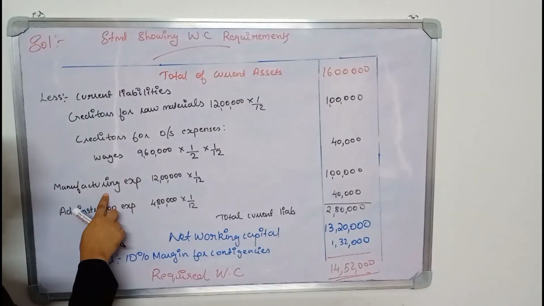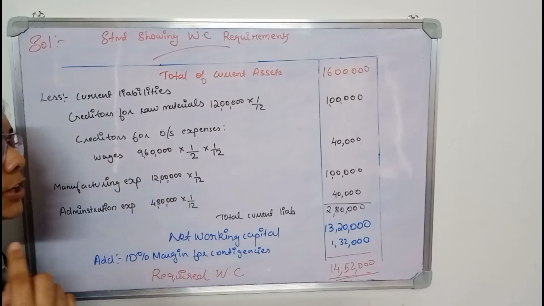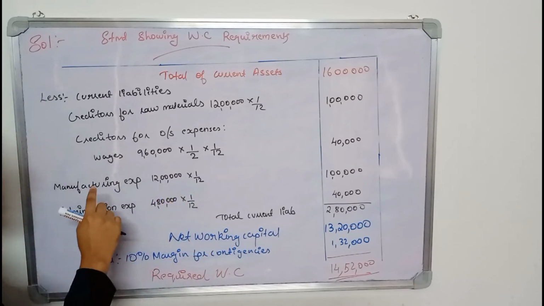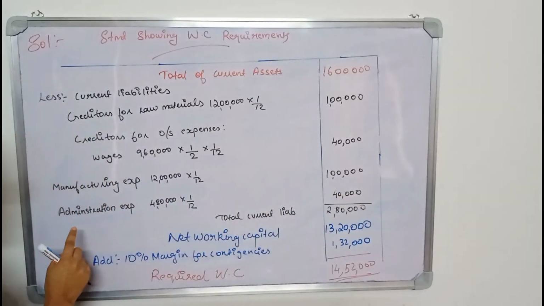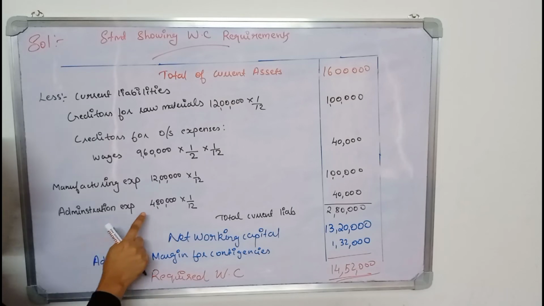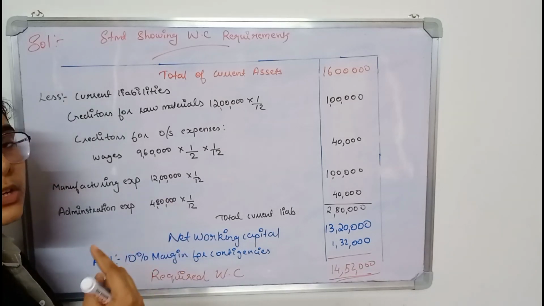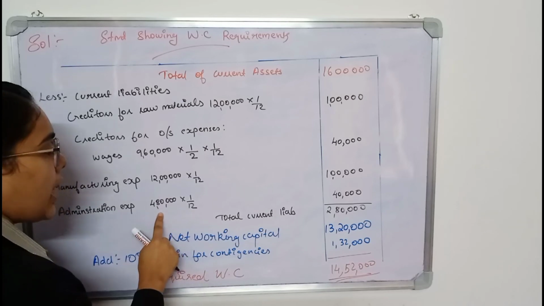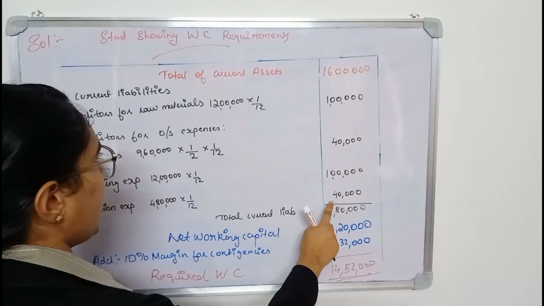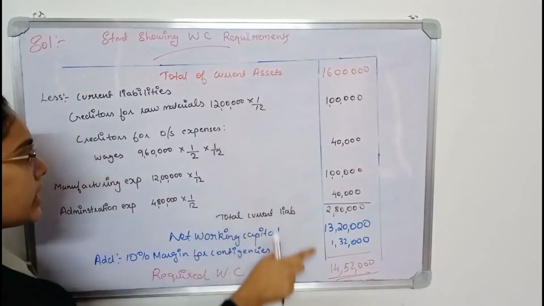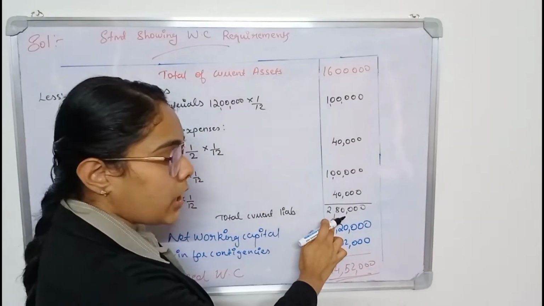Then we have manufacturing expenses. Manufacturing expense is 12 lakh, and it is due for 1 month again. So again into 1 by 12, you will get 1 lakh rupees. Then coming to administration expense, you have a total of 4,80,000 rupees, and again it is due for 1 month. So 4,80,000 into 1 by 12 will give you 40,000 rupees. And if you take the total of all the current liabilities, it will amount to rupees 2,80,000.